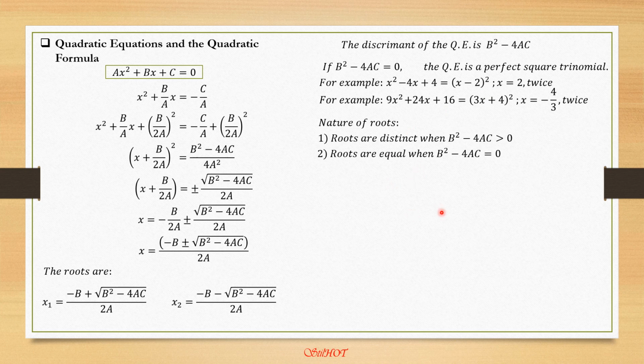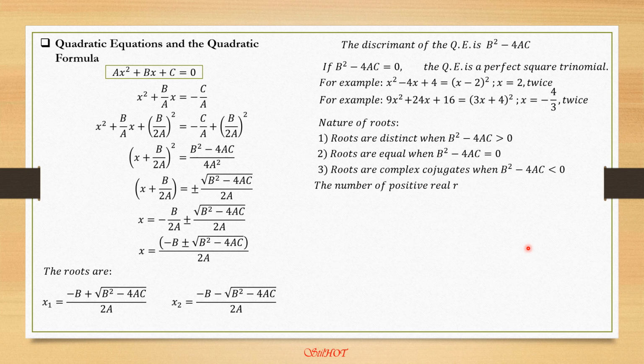Then third, roots are complex conjugates when b squared minus 4ac is less than 0, or when the discriminant is negative. So when the discriminant is negative, the roots are complex conjugates. So if one root is a plus square root of b times i, the other root is definitely a minus square root of b times i. Or it may be a plus bi or a minus bi. Those are the roots when the discriminant is negative or less than 0.